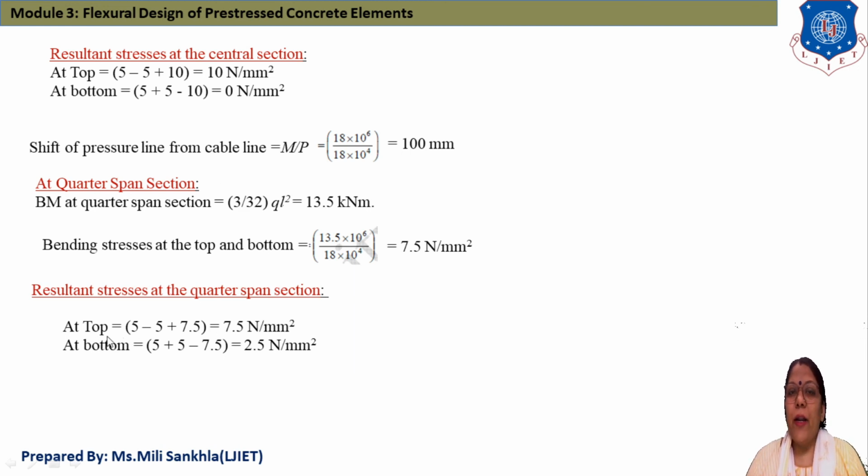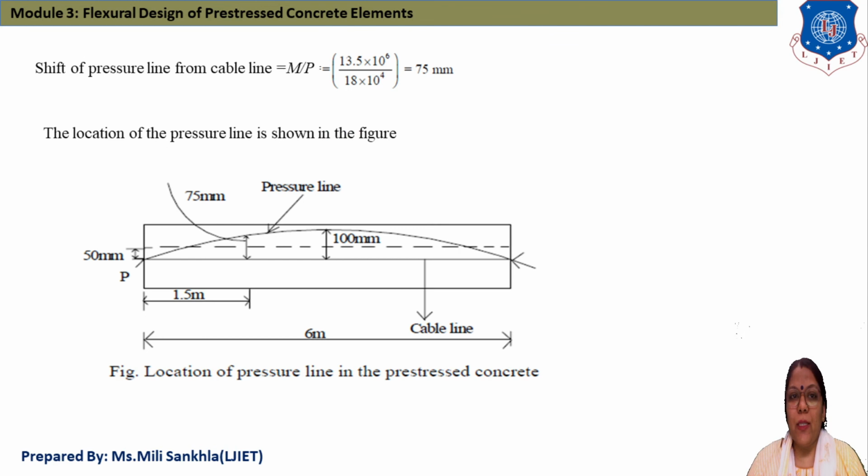Now at top, this one is due to direct stress, minus 5 is due to pre-stress, and 7.5 is due to our bending moment. Now at bottom, 5 plus 5 minus 7.5, 2.5. This is the resultant stress at top and bottom at the quarter span section.